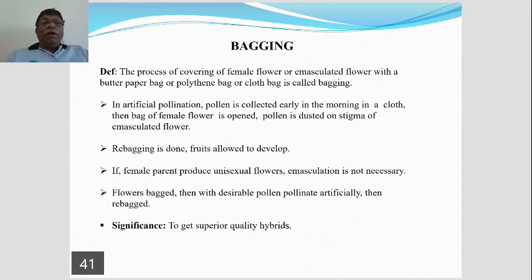If, after the emasculation, here also the female flowers are bagged. Then with the desirable pollen, pollinate artificially, then rebag. That's all about bagging.